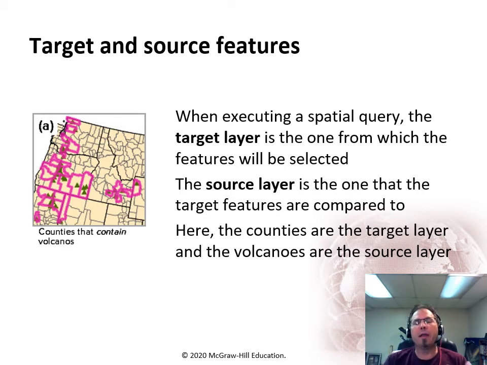It does the math. It figures out which cities are 50 miles from each volcano and highlights those on my screen. So the cities are the target layer. I can flip that if I wanted to, but that doesn't really make a whole lot of sense right now. So just know counties that contain volcanoes. Here's another one. Here you'll notice the pink color on your screen, the counties are highlighted. So counties are the target layer, volcanoes are the source layer because that's what they're being compared to.